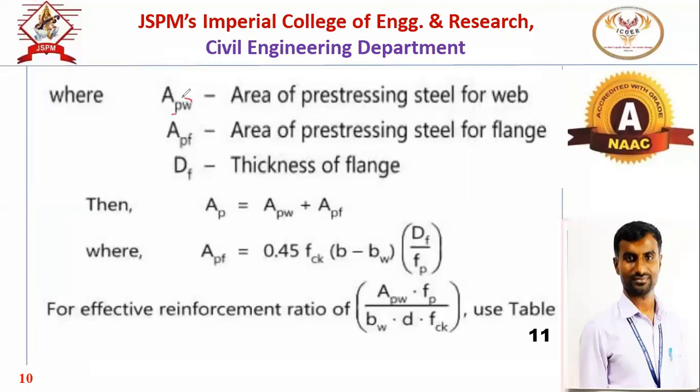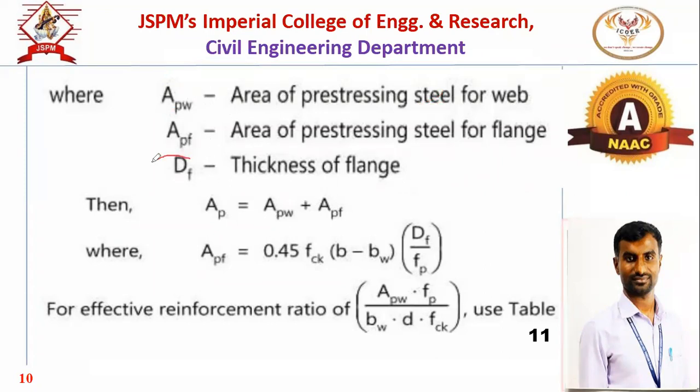Where the terminology is Apw, it is nothing but the area of pre-stressing steel for the web. A is for area, P is for pre-stressing, and the small w is for the web portion. Similarly, Apf, that F is for the flange section: area of pre-stressing steel provided in the flange portion, as well as in the web portion. So that respective area we have to calculate.